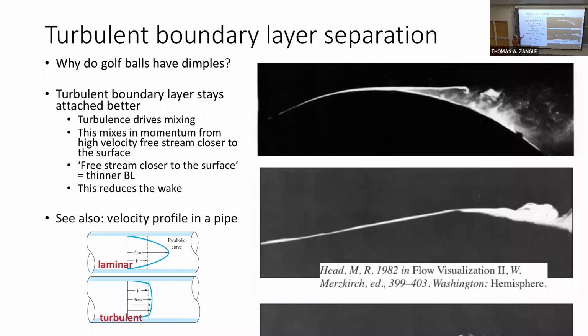So the same phenomenon of turbulence, mixing, right? So important key concept here is that turbulence enhances mixing and momentum can be mixed as well, right? We saw it in internal flow and it plays a big role in external flow as well.